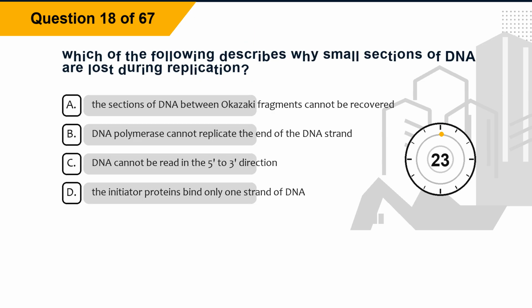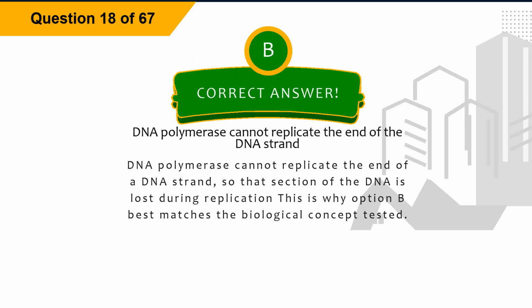Question 18. Which of the following describes why small sections of DNA are lost during replication? Option A, the sections of DNA between Okazaki fragments cannot be recovered. Option B, DNA polymerase cannot replicate the end of the DNA strand. Option C, DNA cannot be read in the 5'3' direction. Option D, the initiator proteins bind only one strand of DNA. The correct answer is option B, DNA polymerase cannot replicate the end of the DNA strand.